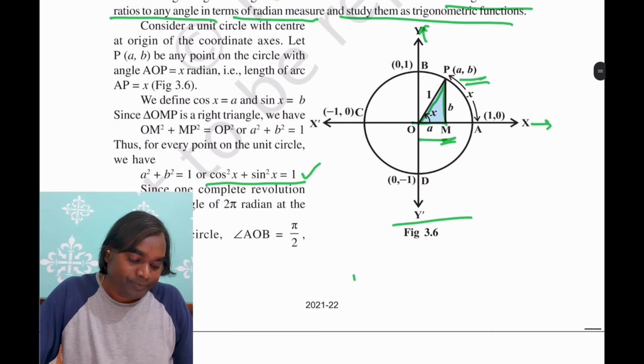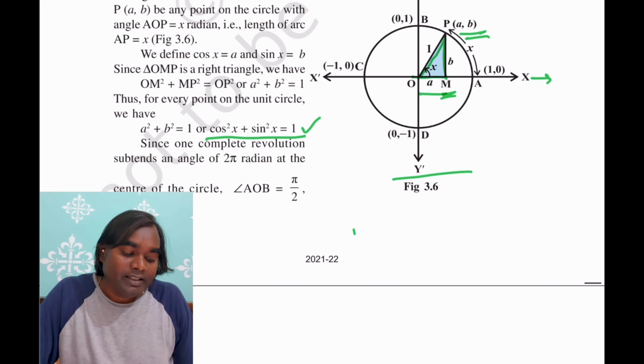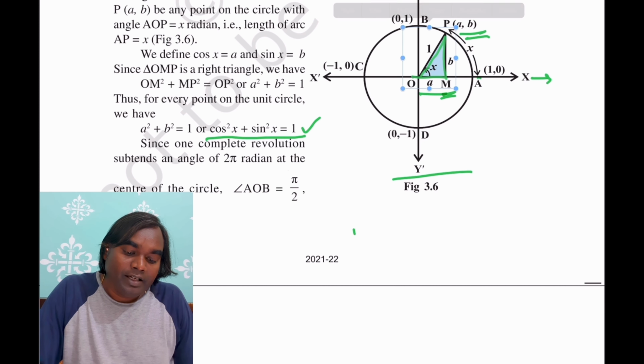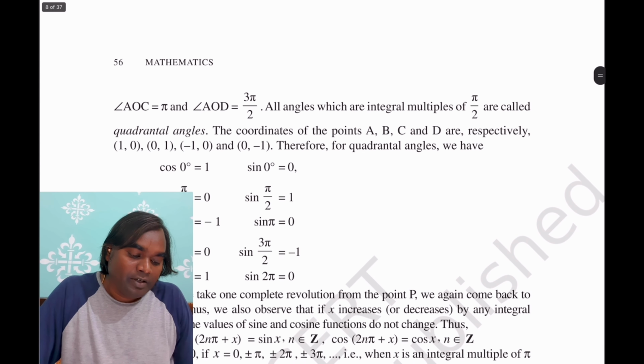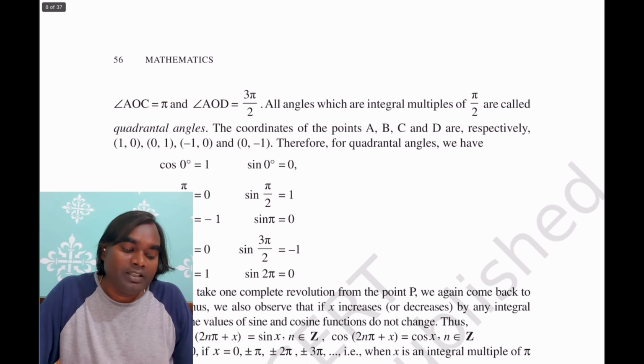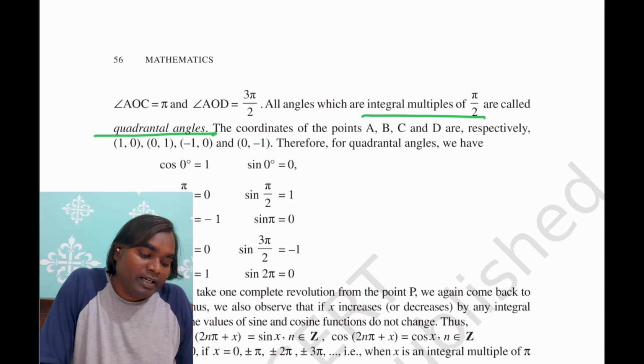Since one complete revolution subtends an angle of 2 pi radian at the center of the circle, therefore angle AOB is equal to pi by 2 and angle AOC is equal to pi and angle AOD is equal to 3 pi by 2. So all the angles which are integral multiples of pi by 2 are called quadrantal angles.